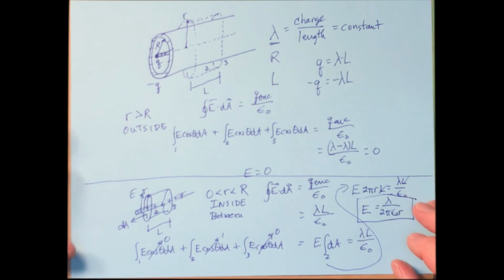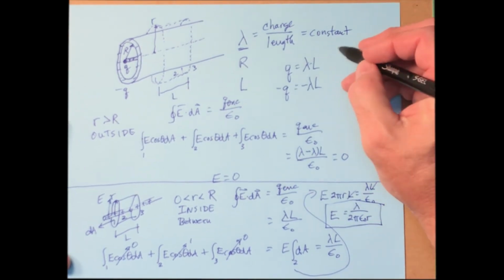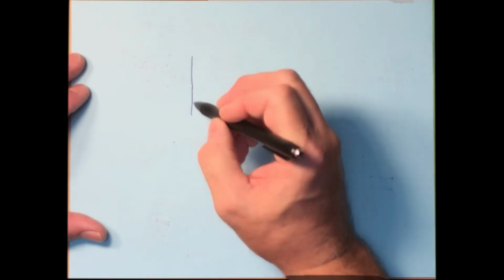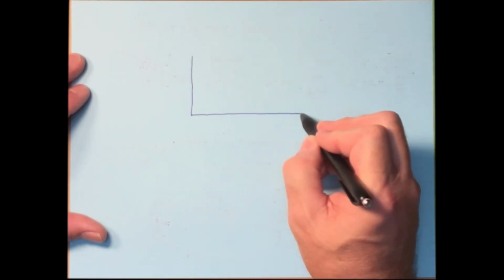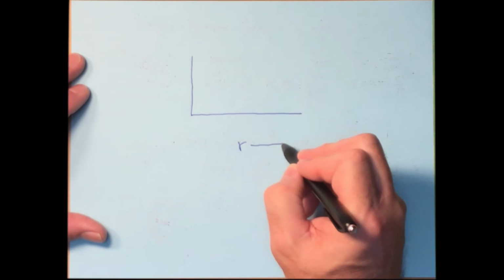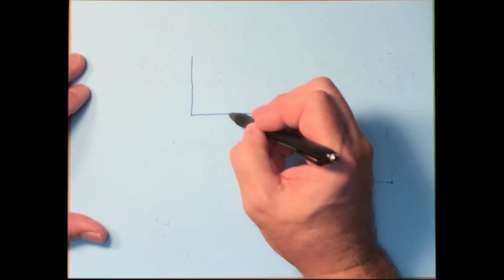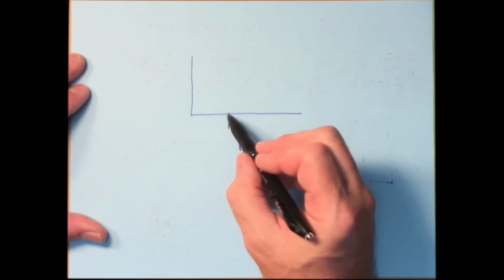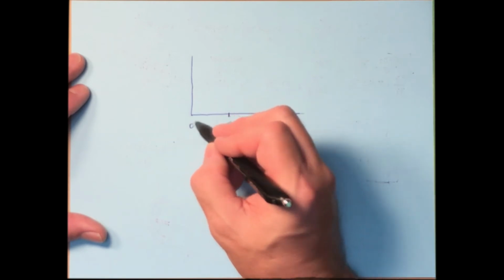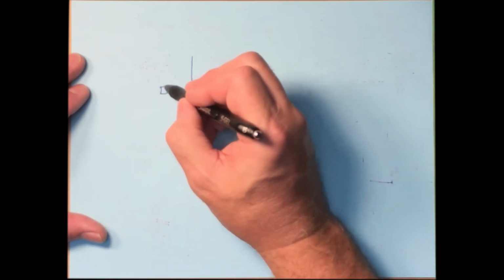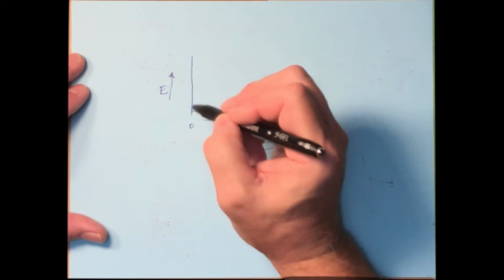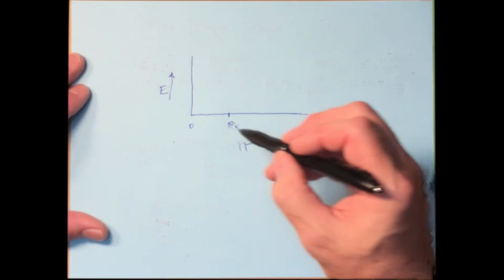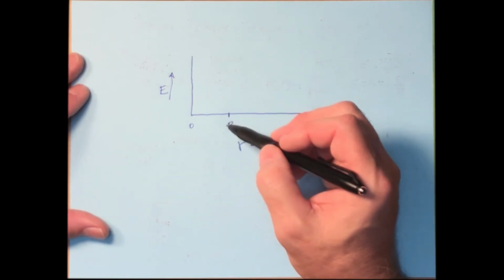So if I were to graph, let's just make some room here. I decided to do it on the back side here. Here's the graph, and this is our variable r going in that direction. And here is the distance big R that marks the radius of the outside. Here is 0, and this is the electric field on this axis. Electric field increases going upward, radius increases going to the right.